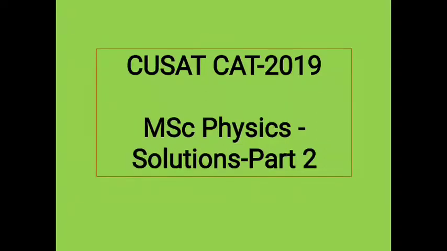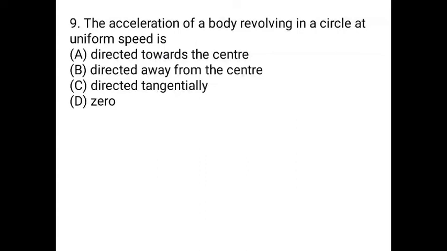Hello, in this video we are discussing CUSAT CAT 2019 MSc Physics Entrance Solutions Part 2. The acceleration of a body revolving in a circle at a uniform speed is directed towards the center. It is called centripetal acceleration.